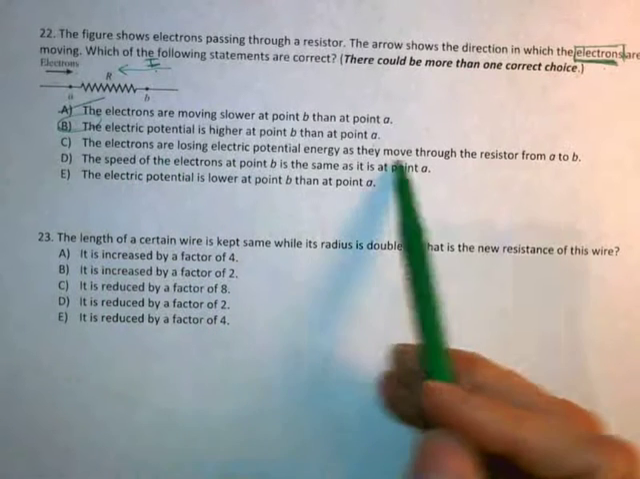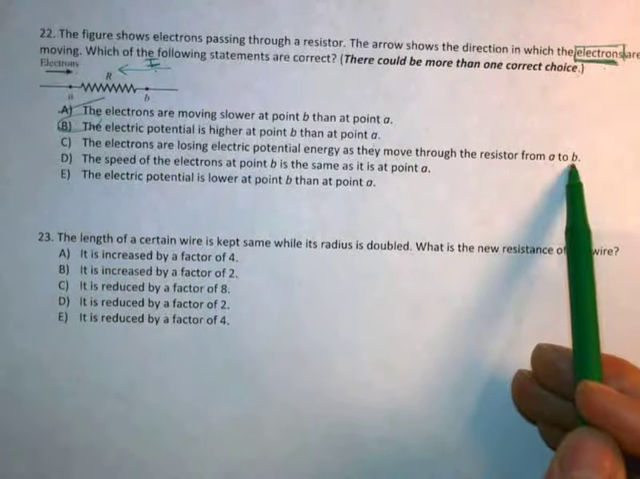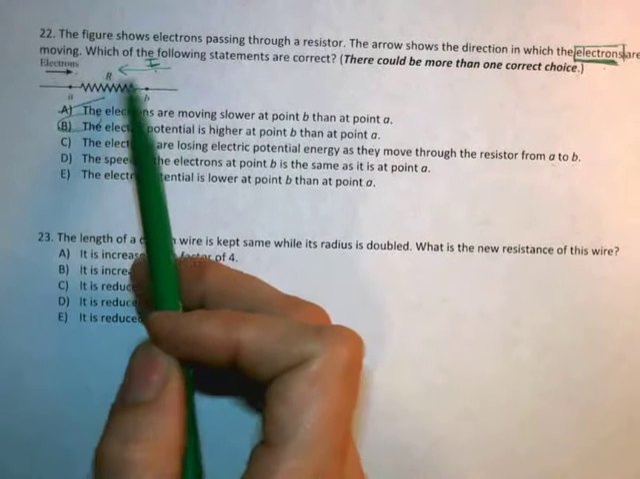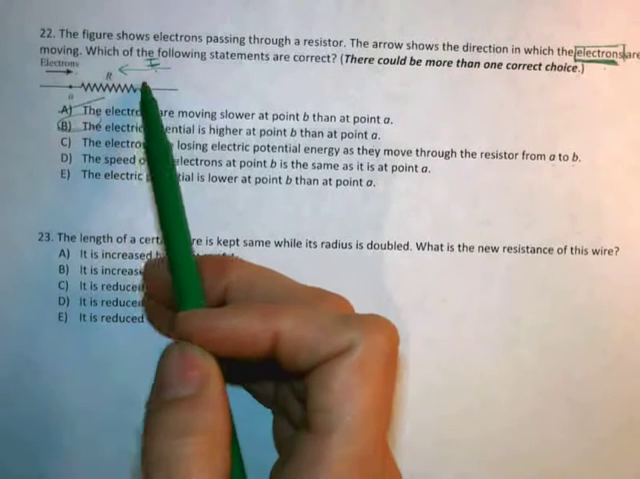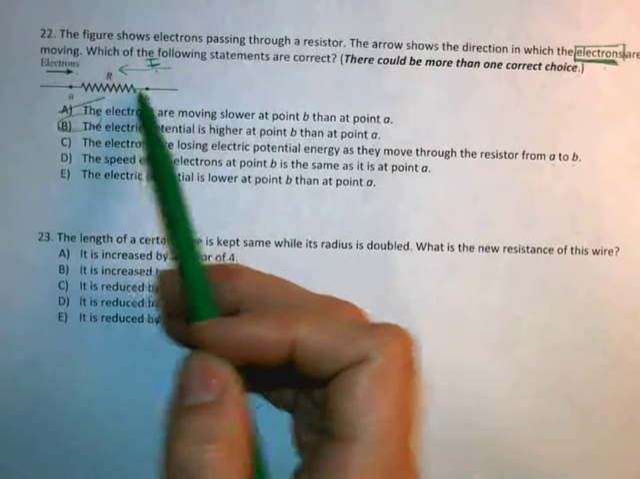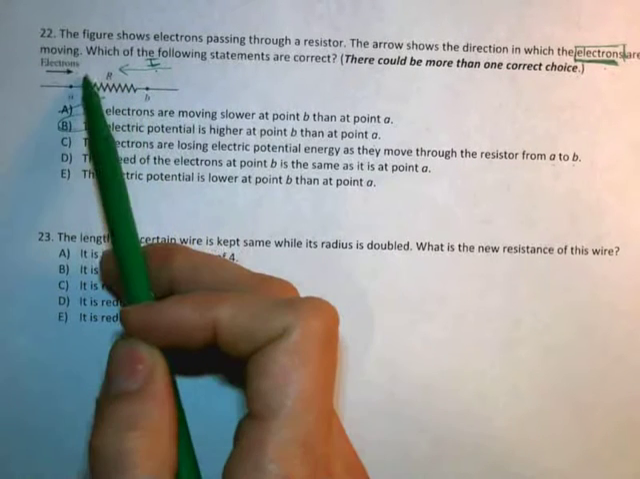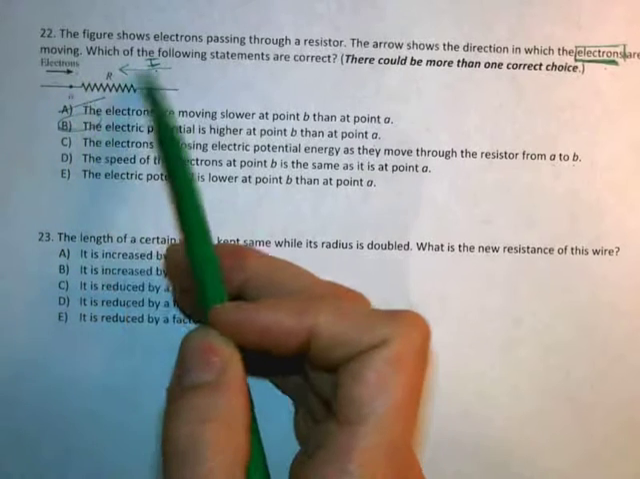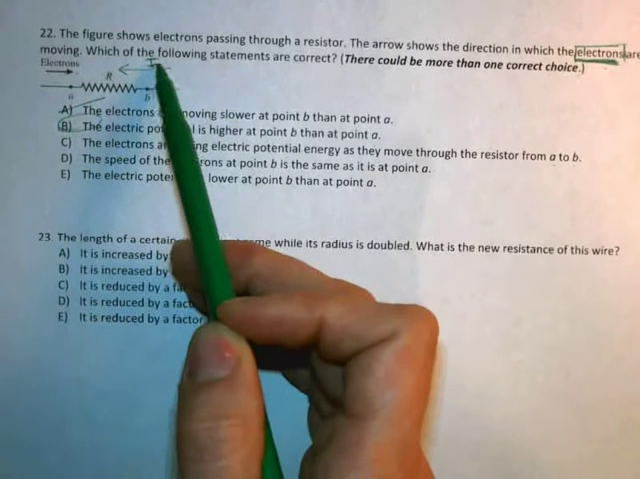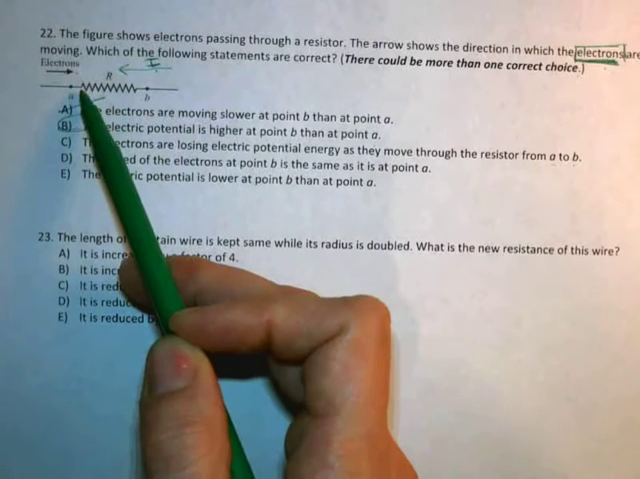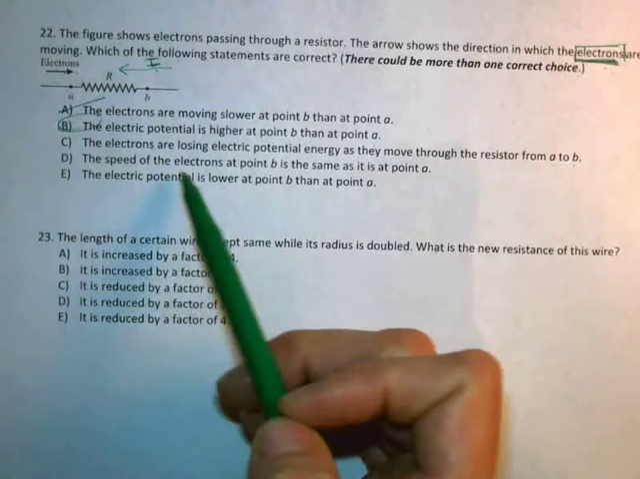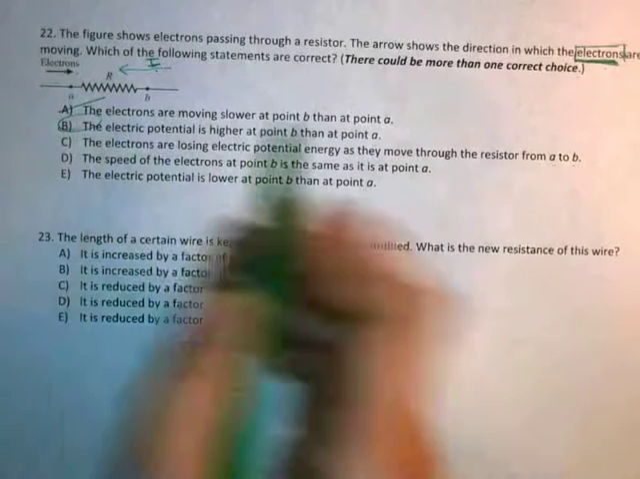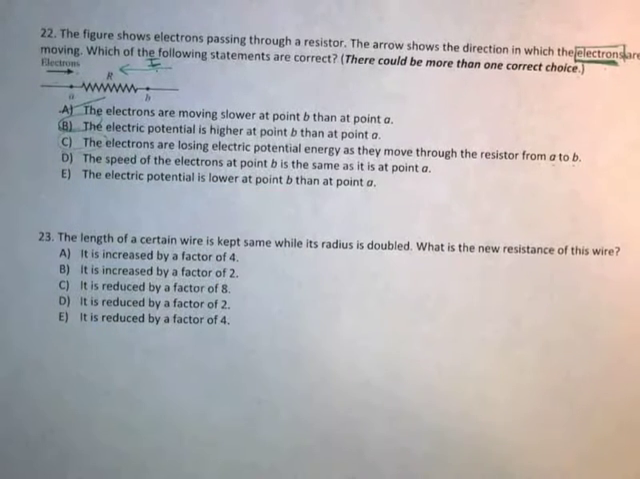Electrons are losing potential energy as they move through the resistor from A to B. Okay, so as electrons move to the right, again, let's just think about this as being current to the left. So as the current flows to the left, that's rolling down the hill. It's doing what it wants to do. So rolling down the hill should be losing potential energy and speeding up as it does. So this is also true.